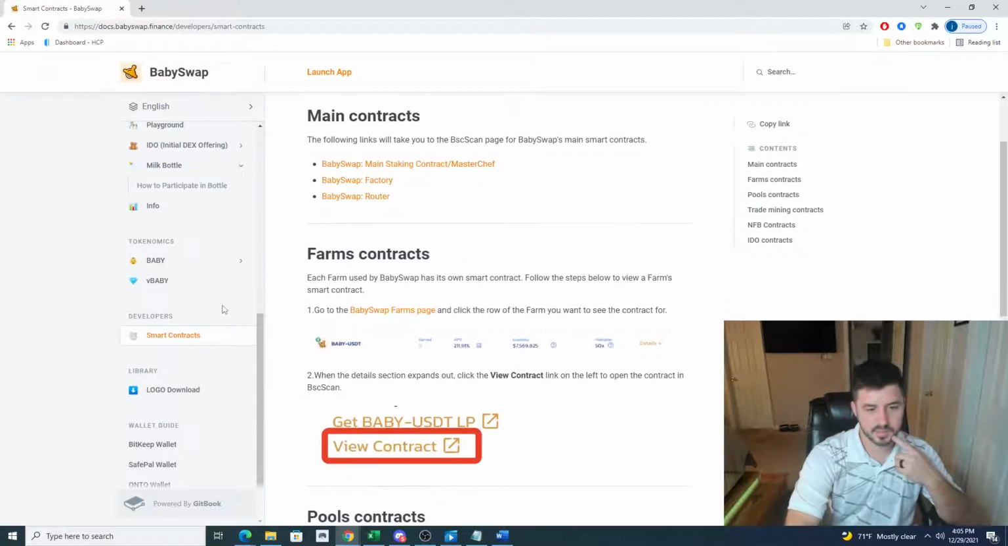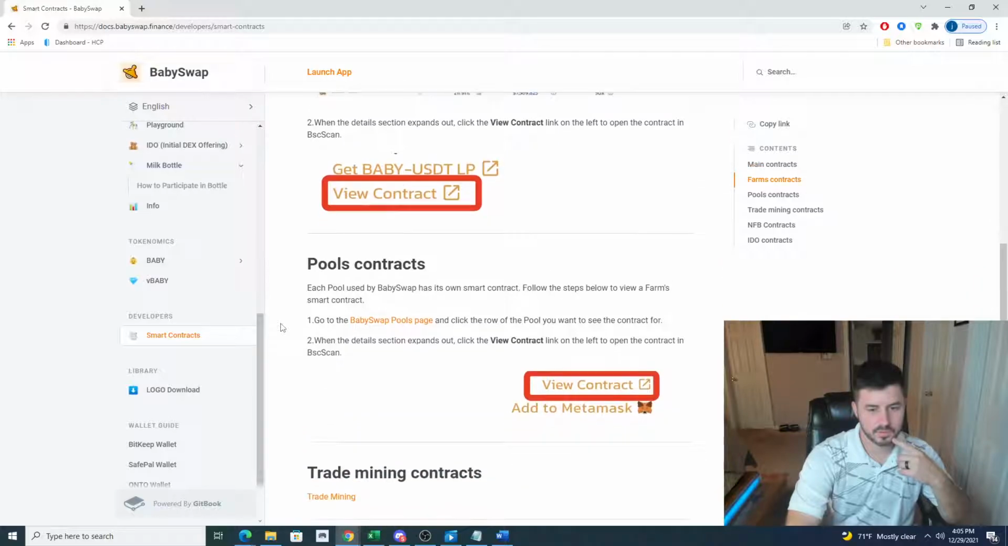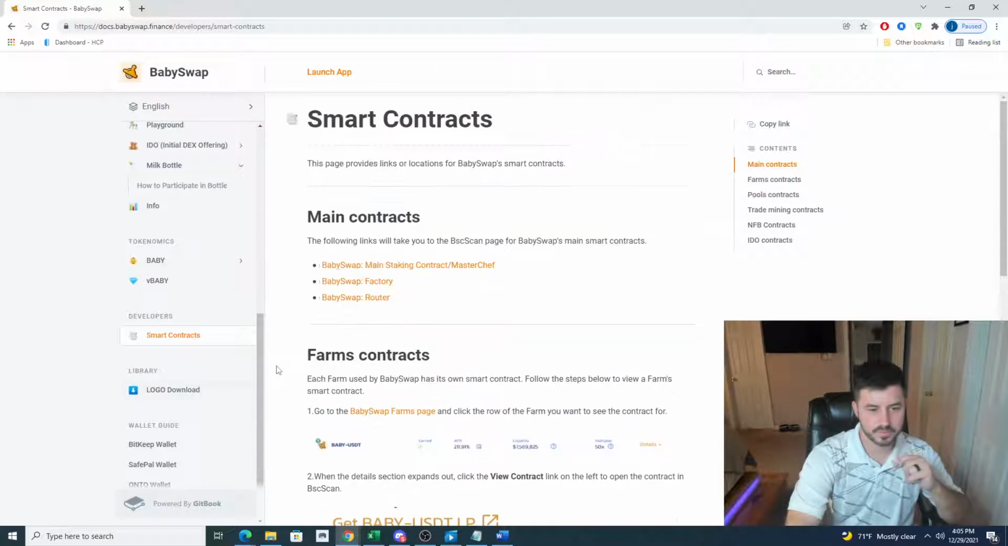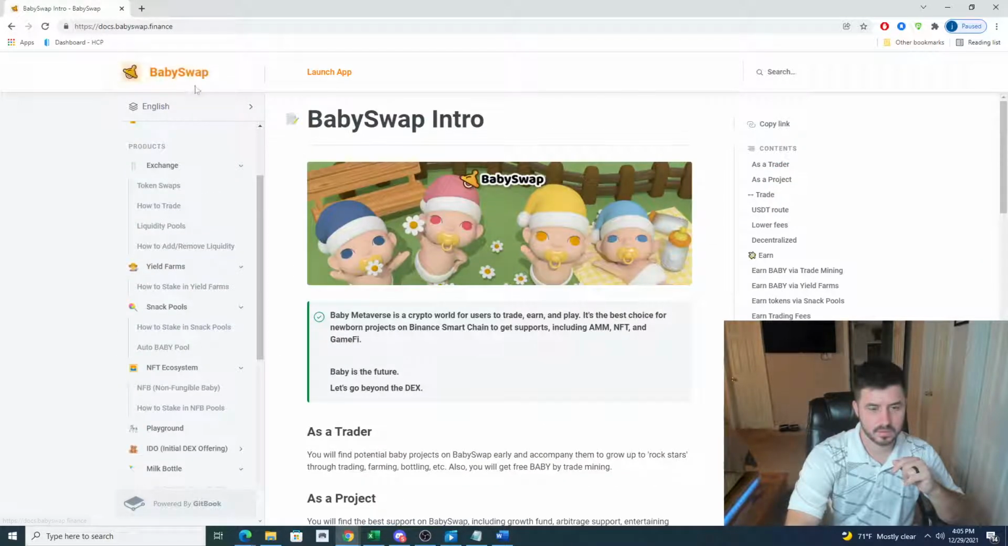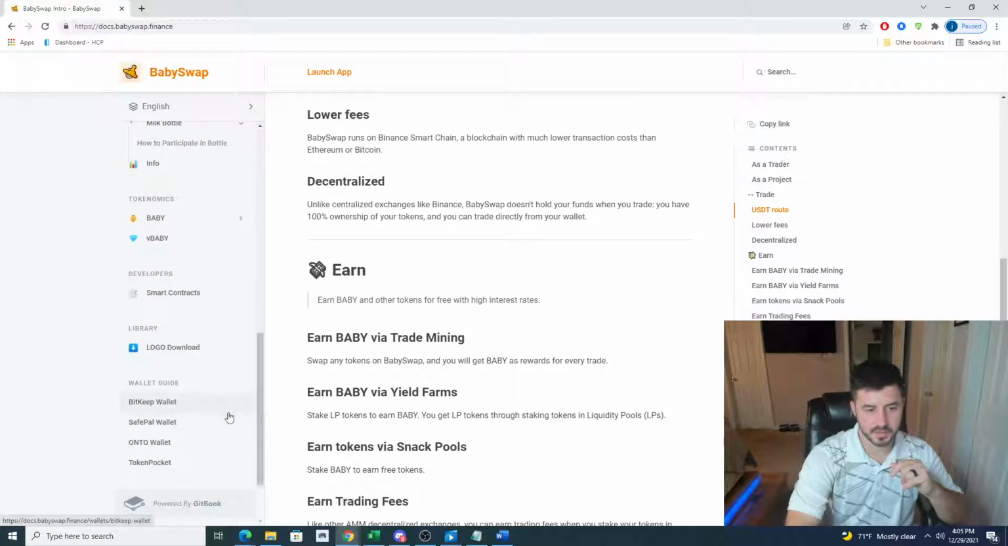Smart contracts, a few contracts. There's just a lot to this website. I mean, just the website alone has a lot of information on it.